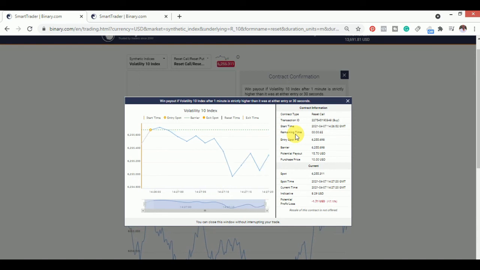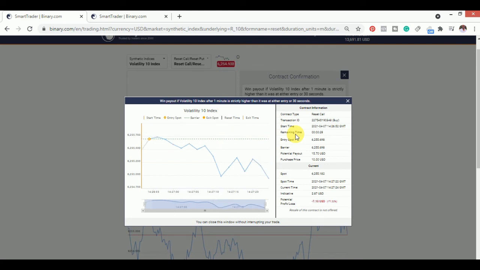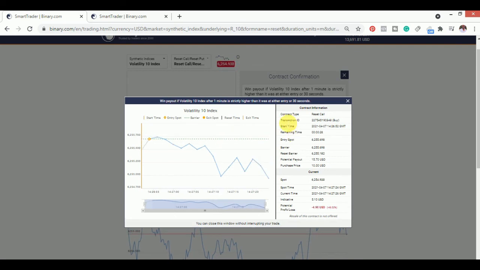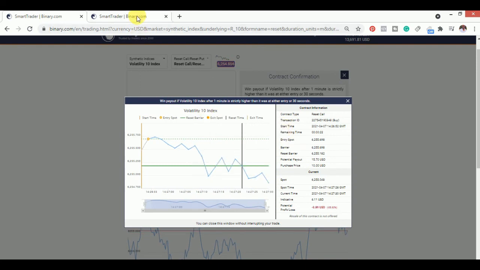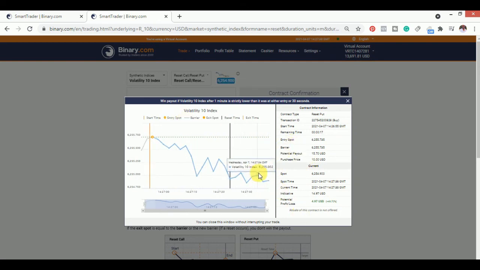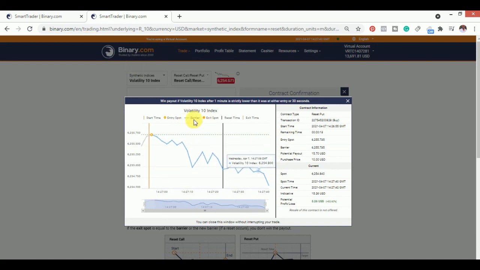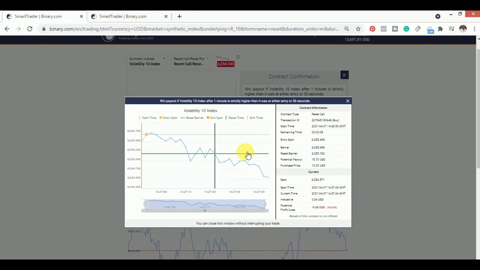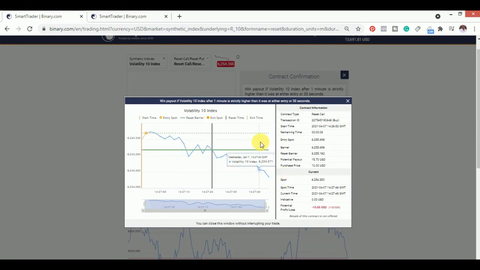All right, but at that particular instance where it ended on the same barrier where it started, it wouldn't work, definitely. Now this is the reset call. And now this one here is the reset put. This one here is going to be a win if it ends even closer to this line here, but this one here, if it ends beyond the barrier, it's going to be a loss.